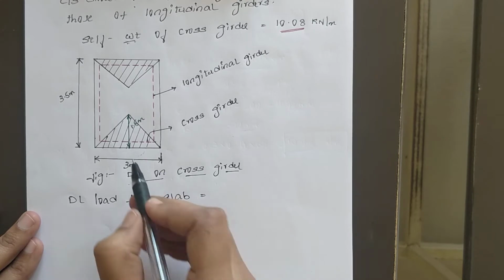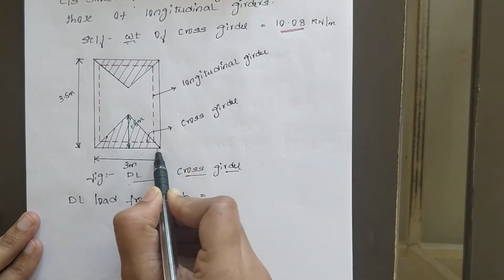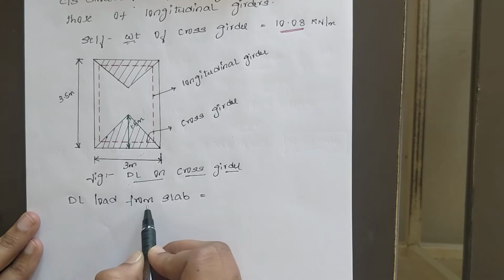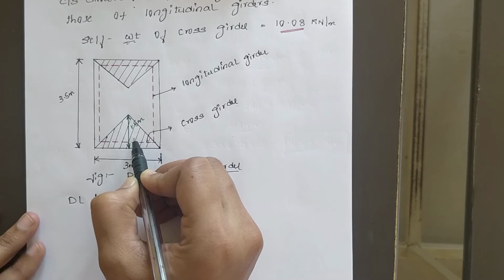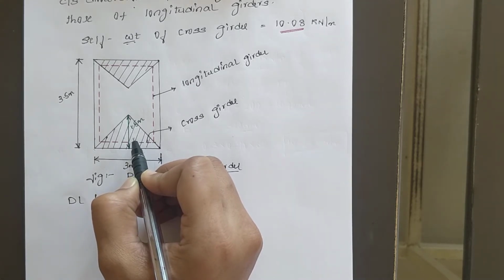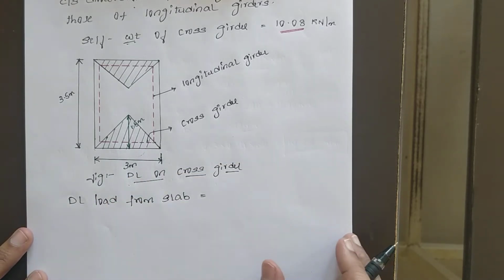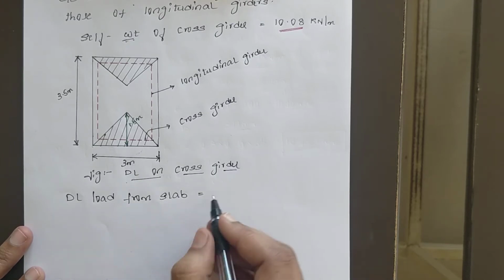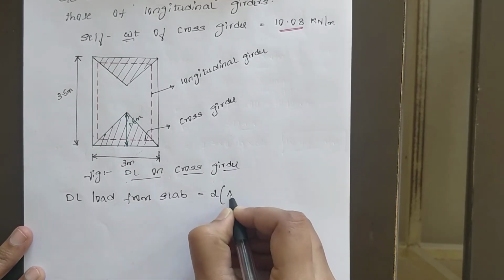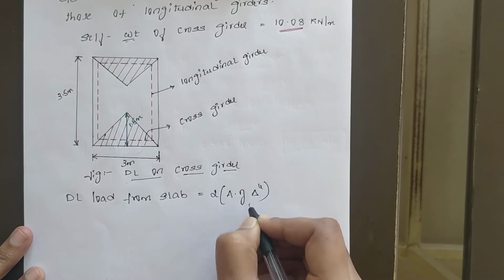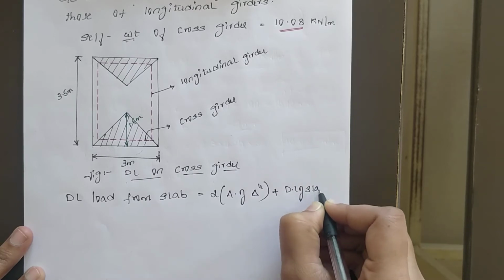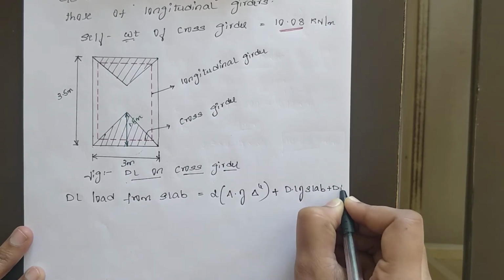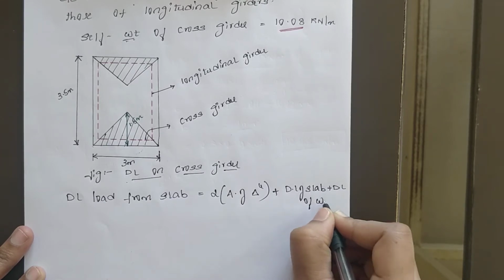The dead load from the slab will be equal to the height of this triangular portion, which is half of the width portion. The two triangular portions are above the self weight of the cross girder, carrying the dead load from the deck slab as well as the dead load from the wearing coat. Your total dead load from the slab is twice the area of triangle multiplied by dead load of slab plus dead load of wearing coat.